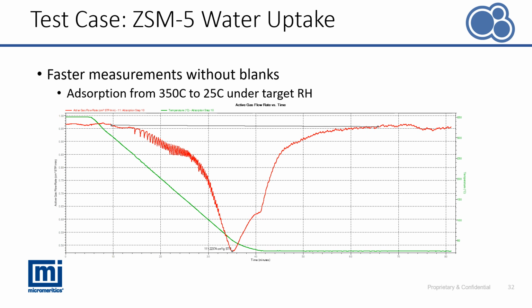The analysis starts off with a wet flow with the sample at an elevated temperature, 350 C. A short baseline measurement is taken, and then the sample is reduced to 25 C to measure the uptake. The temperature ramp was set at 10 C per minute and shows great control to 25 C. Integrating this adsorption, we get comparable results to those used in the blank comparison.